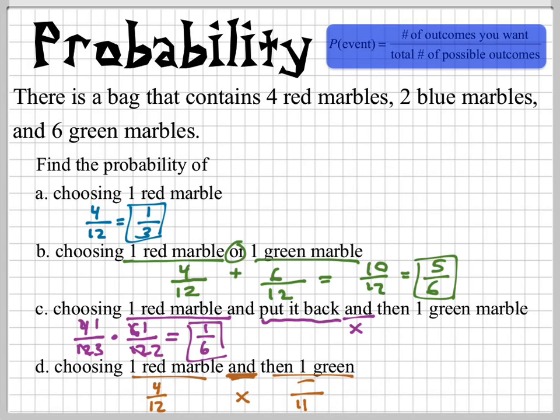And how many total outcomes do we want on top? It's 6 because there's 6 green. So now you just have to multiply those straight across. I'm going to go ahead and simplify this to say 1 over 3. Simplify the 3 and the 6, cross-canceling. Everybody loves cross-canceling. You get 2 over 11. And that's your probability for that one.